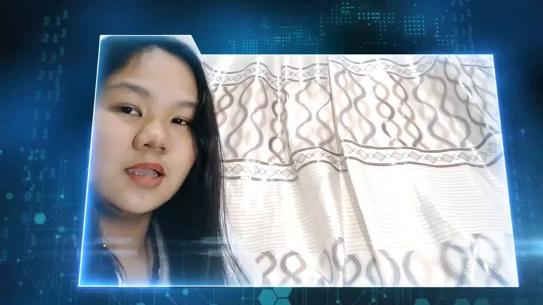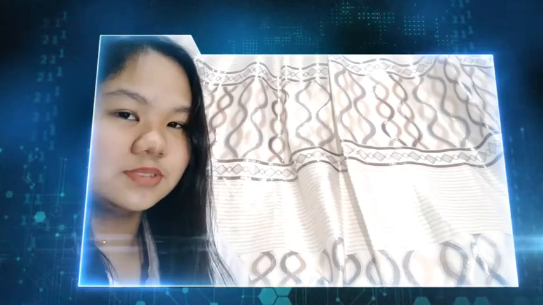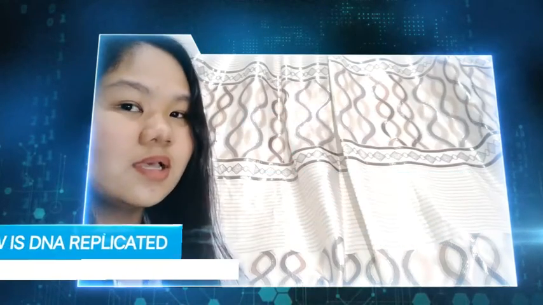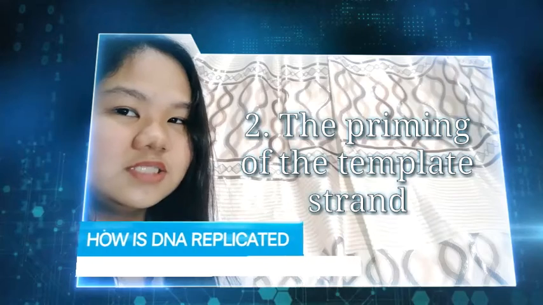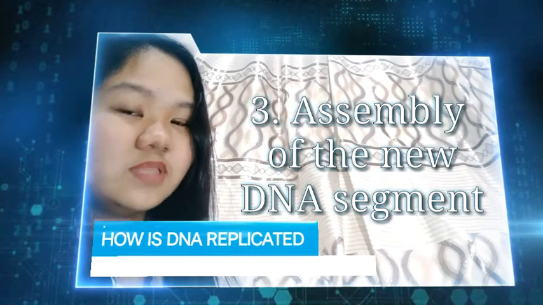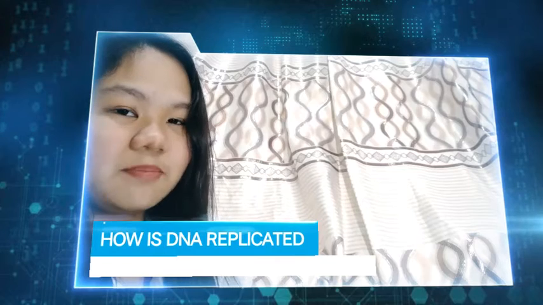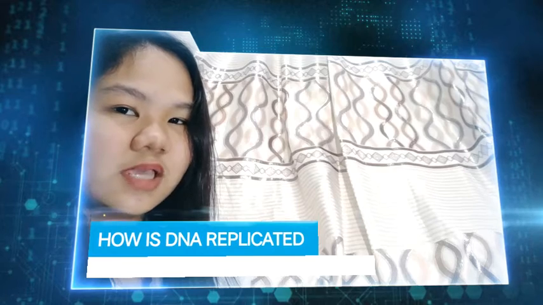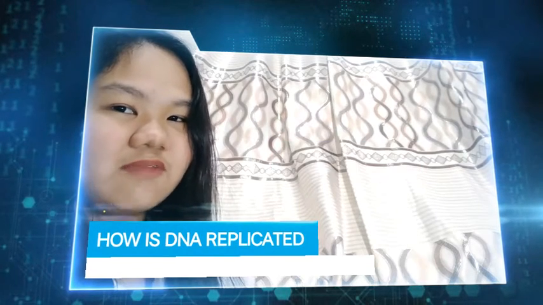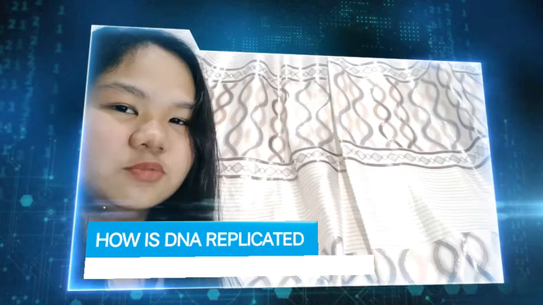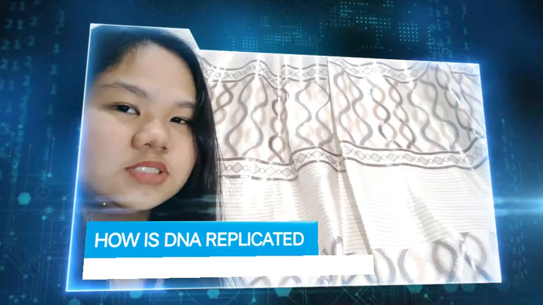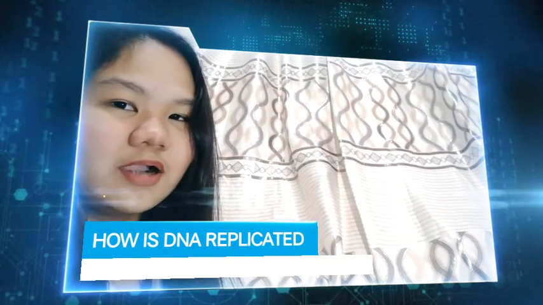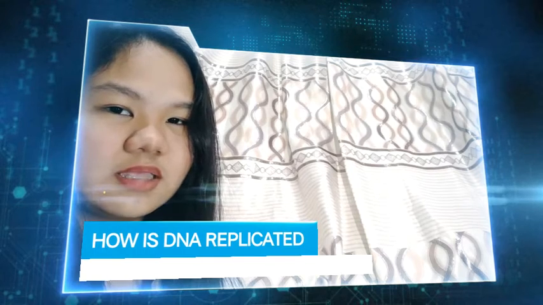DNA is replicated in three major steps. First, the opening of the double helix and the separation of DNA strands. Second, the priming of the template strand. And lastly, the assembly of the new DNA segment. During separation, the two strands of the DNA double helix uncoil at a specific location called the origin. Several enzymes and proteins work together to prepare, or prime, the strands for duplication. Finally, a special enzyme called DNA polymerase organizes the assembly of the new DNA strands.